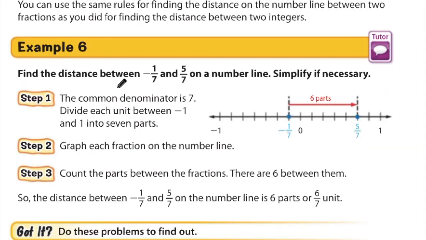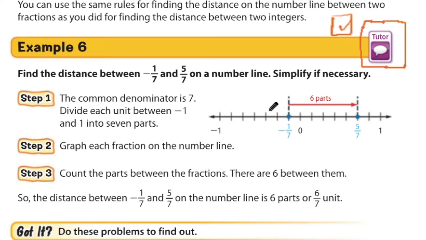For example 6, you're finding the distance between two fractions on a number line, and I should mention that there's always this icon showing you that there's an additional video tutor on your online textbooks. It's the exact same place where you access the self-check quizzes. You can just find this icon with the speech bubble, and that will give you another video explaining an example like the one shown.